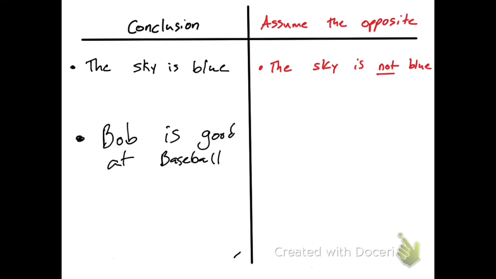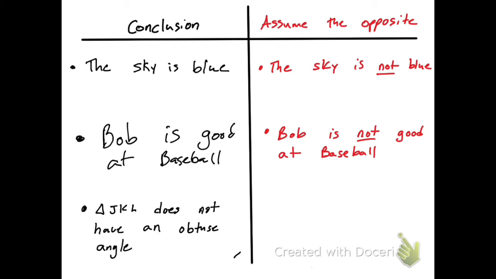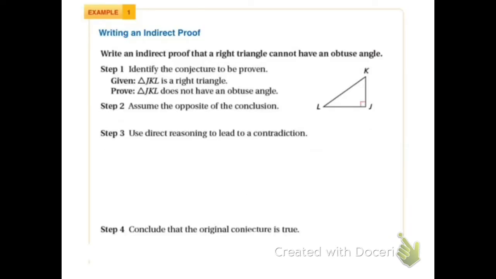Let's say I give you a conclusion that Bob is good at baseball. What's the assumption of the opposite? I assume the opposite of that. The opposite would be Bob is not good at baseball. Let's say I give you a conclusion that triangle JKL does not have an obtuse angle. The opposite is triangle JKL does have an obtuse angle. So that's how you assume the opposite of a conclusion, and that is an important step to an indirect proof.